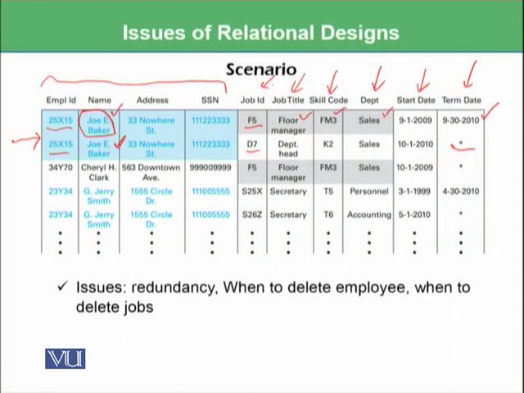So this means we have designed this relation wrongly. We have put the employee information, the job information, and the job assignment to the employee in one relation. So we should try to eliminate these problems in an easier way by breaking this into multiple relations.